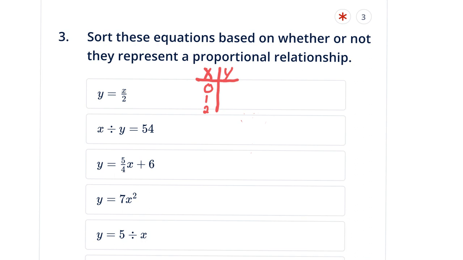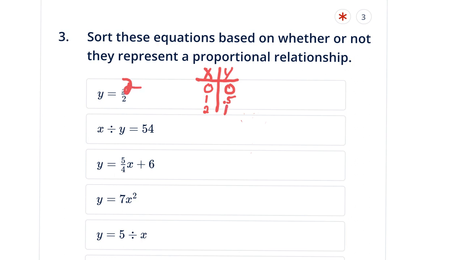All right, so now we're going to look at equations and see if we can tell if they show a proportional relationship. One good strategy is back to that table. You make up an x value, plug it in, 0 divided by 2. If you use a calculator, you get a 0. And if you do 1 divided by 2, that's 0.5. And 2 divided by 2 is 1.